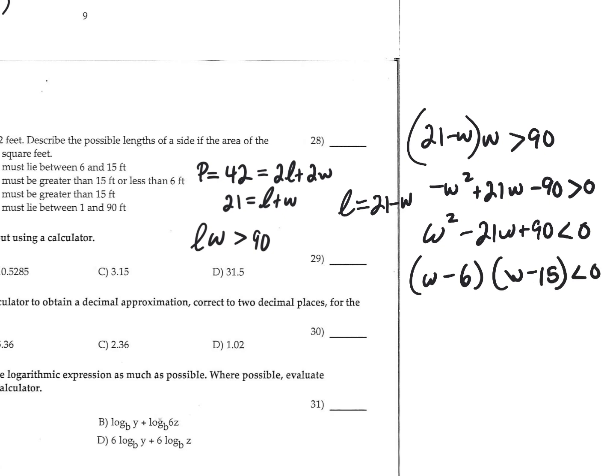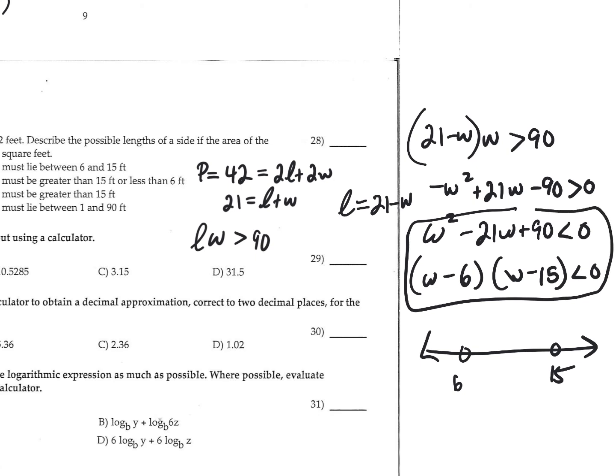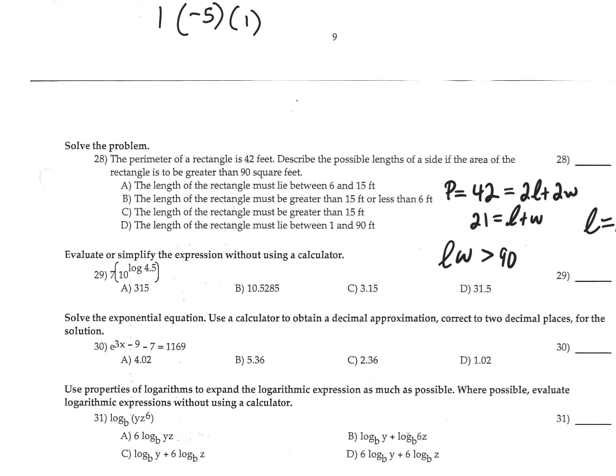So I have these critical values on my number line, basically at 6 and 15. I'm trying to figure out when this inequality is beneath the x-axis. Well, we would be positive here, negative here, and positive here, which means our solution set would fall between 6 and 15. So that's our option we're going to choose here. Option A, the length of the rectangle must be between 6 and 15 feet.